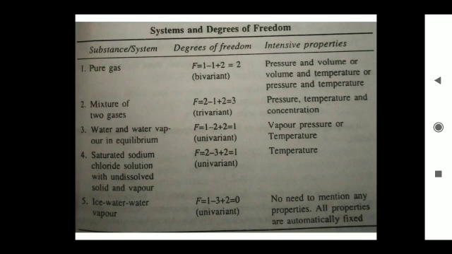Saturated solution of sodium chloride with undissolved solid and vapor, the number of components is 2 and the number of phases is 3, so it depends on temperature, so it is a univariant system. Ice, water and vapor, the number of components is 1 and the number of phases is 3. No need to mention all the properties. Pressure, volume, temperature and concentration can be affected, so it is a univariant system.